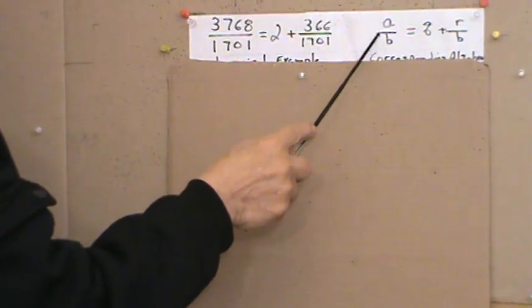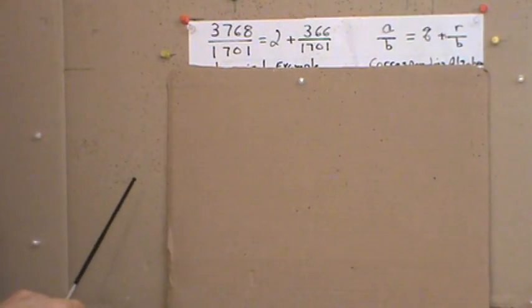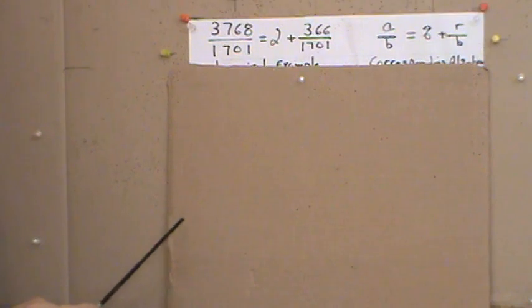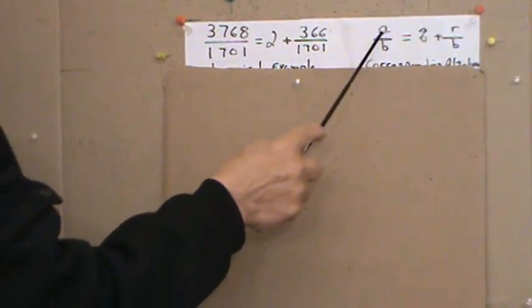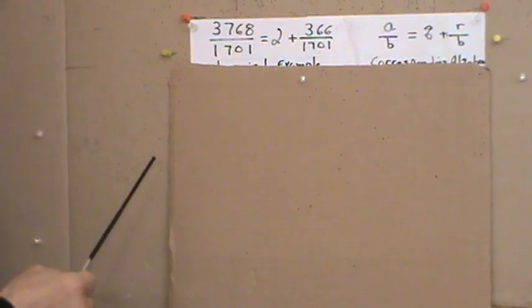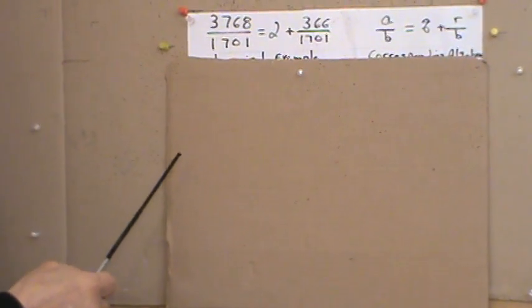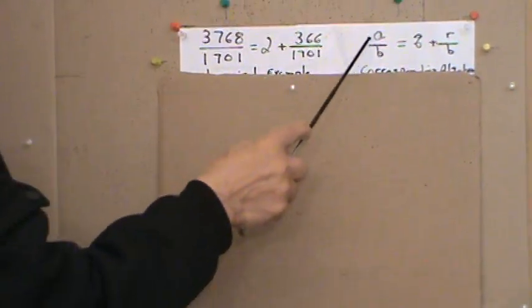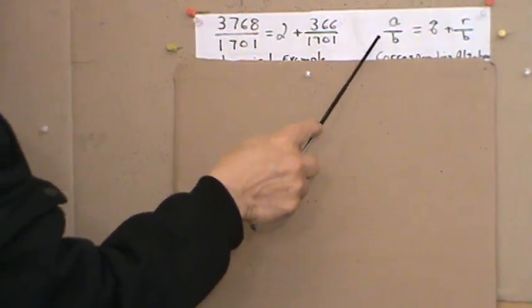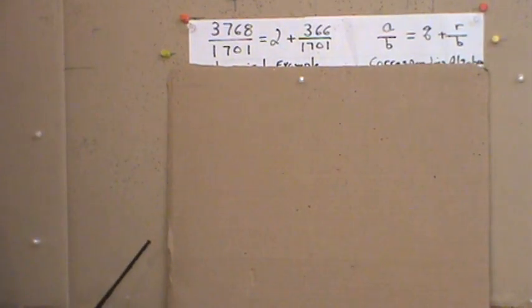This is the algebraic correspondent to this example, where A and B are natural numbers, and of course in this proof we assume that A is greater than B, and that is without loss of generality. A is bigger than B. If A equals B, it is a trivial case.